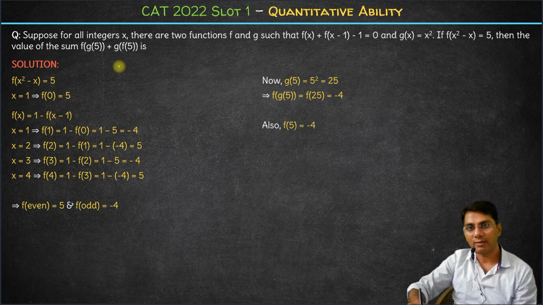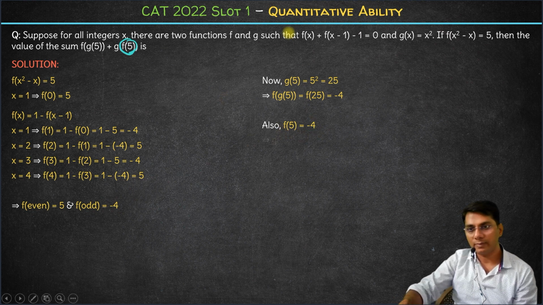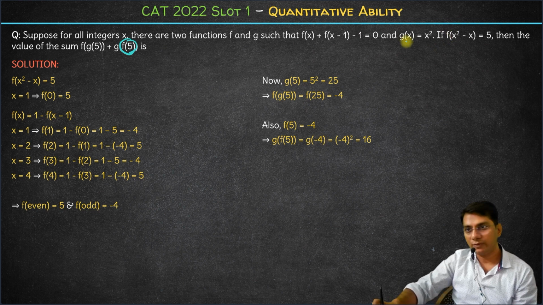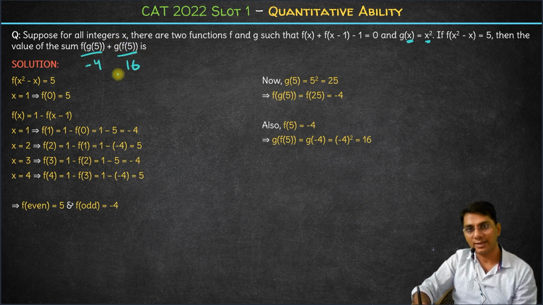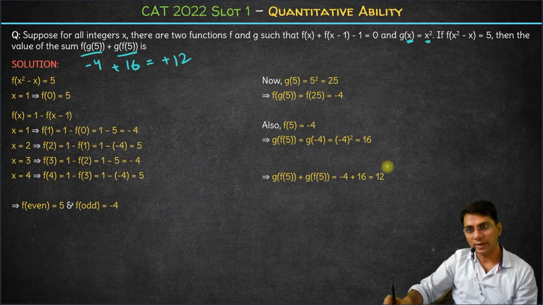Right? Now next let's calculate g of f5. For that we first need to calculate f of 5. Now 5 here is an odd number, so f of 5 will be minus 4, and now g of f5 will be g of minus 4. And g of minus 4 will be minus 4 whole square, which is 16. So the value of this expression is minus 4 and the value of this expression is plus 16. So the sum here will be minus 4 plus 16, which is equal to plus 12. Right? So the answer to this question is 12.